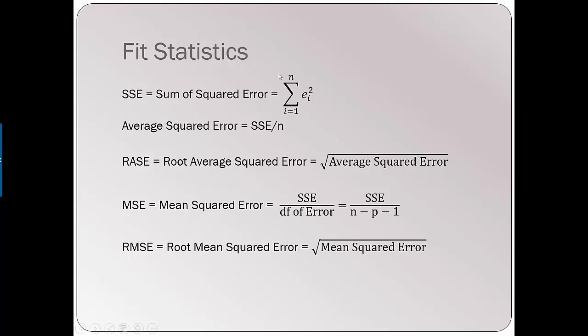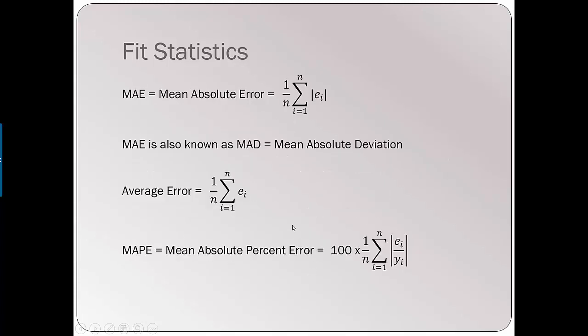So these are some of the fit statistics that SAS gives you automatically. So, sum of squares of error. Okay, and then if you divide by n, you get average squared error. And if you take a square root of that, you get root average squared error. This root stands for square root. And then MSE, so we discussed that just a minute ago. You take a square root of that, then you get root mean square error.